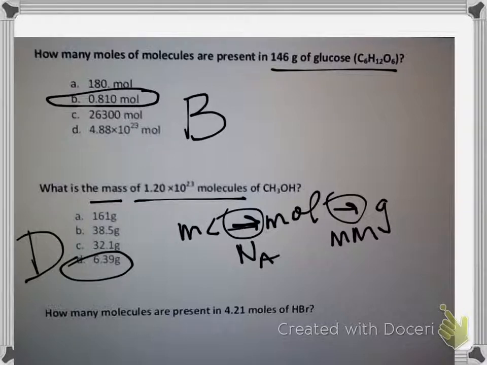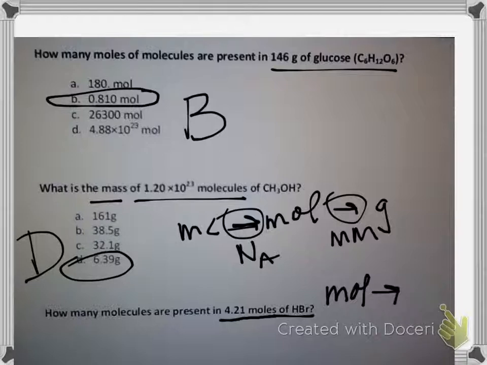And the final one's not multiple choice, so it's a little more challenging. It says, how many molecules are present in 4.21 moles of HBr? The reason it's more challenging is because you don't have answers. What I always find is if you have answers, sometimes you feel a level of comfort. But if you don't have the answers given, like on a test, you feel uncomfortable about what the answer should be. But it's the same thing we've been doing.